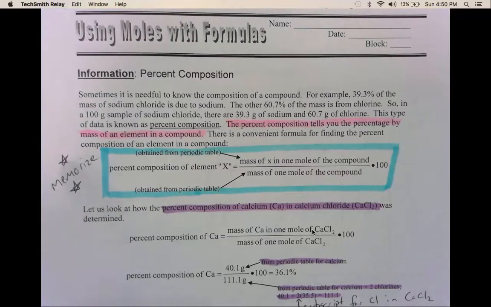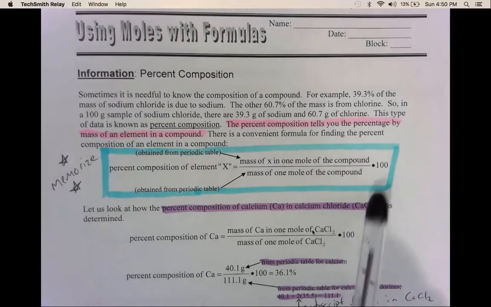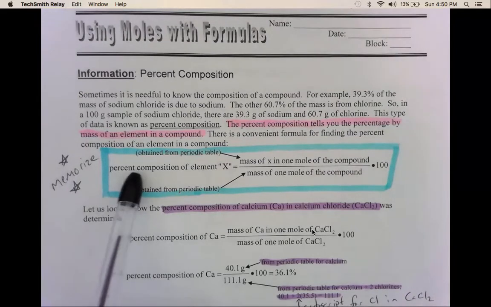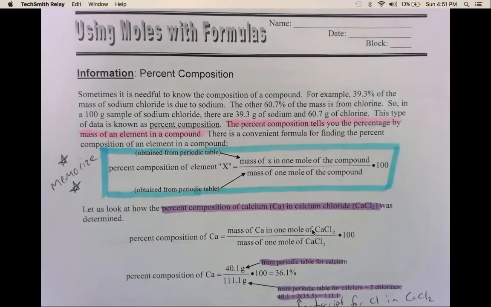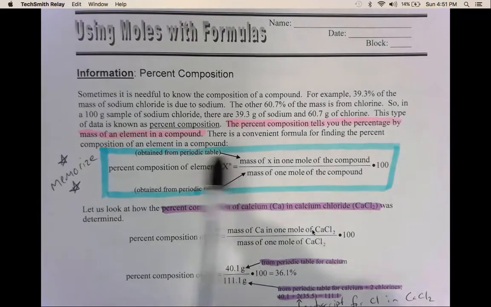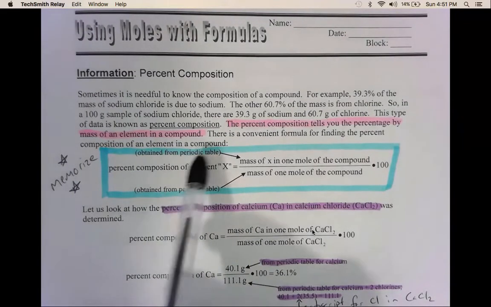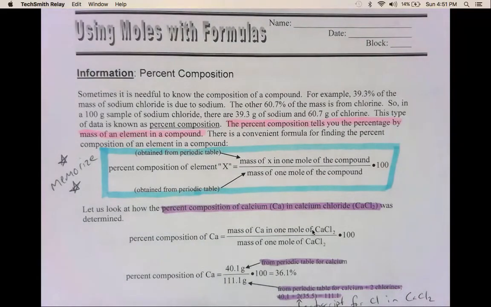This is a formula you are going to have to memorize. I did highlight it in blue, or make a blue square around it, so it's easy to read. Remember, the percent composition of element X will equal the mass of X in 1 mole of that divided by the mass of 1 mole of the compound times 100. I know it sounds confusing, but remember, all masses for 1 mole of something are found on the periodic table. So all you have to do is look it up.